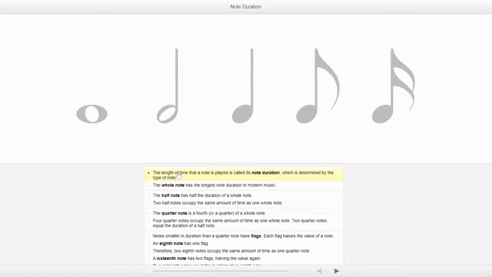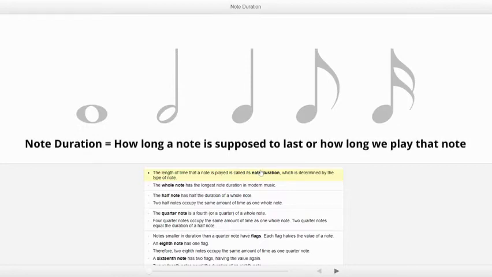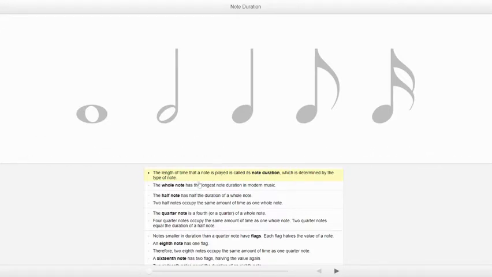So, as we begin, when we are talking about rhythms, we are talking about note duration. And what this means for us is how long is a note supposed to last? How long are we supposed to play that note? How long is it held out? And this is determined by the type of note that we are seeing on our page. We can see we have some different examples up here. So let's go ahead and move into our first one.